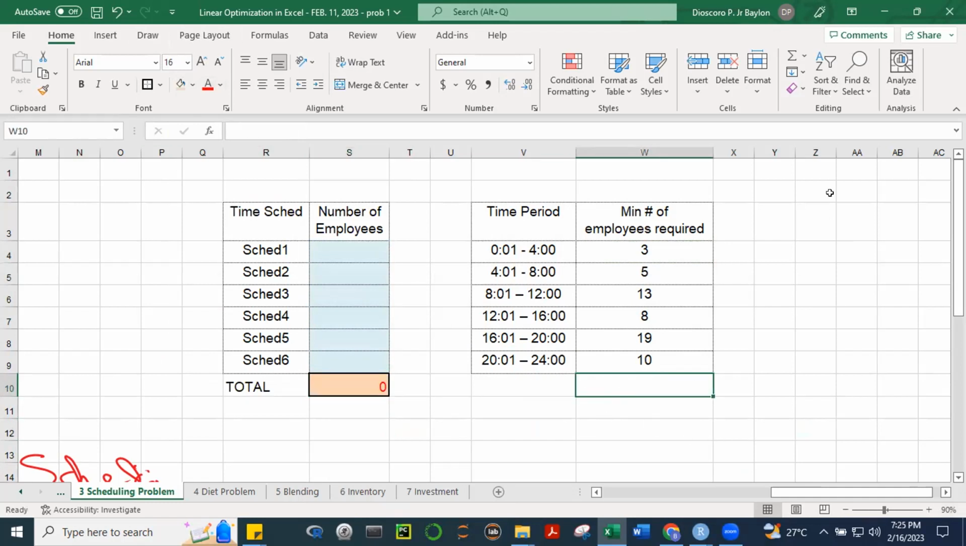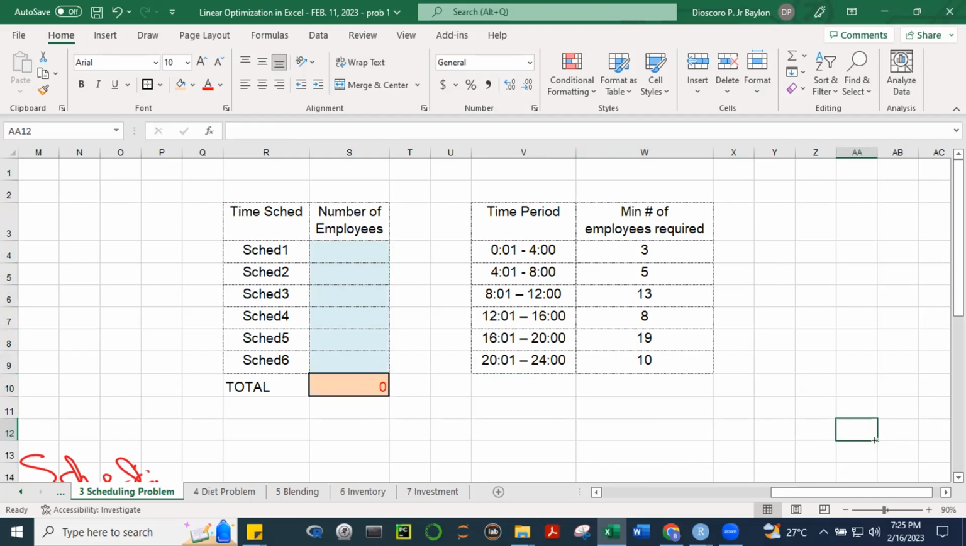Let's just make it a convention for our class so that I know what your decision variables are and what your constraint is. All right. So what do we now have? We have our decision variables. We have our objective function, which is the sum of schedule 1, schedule 2 until schedule 6.